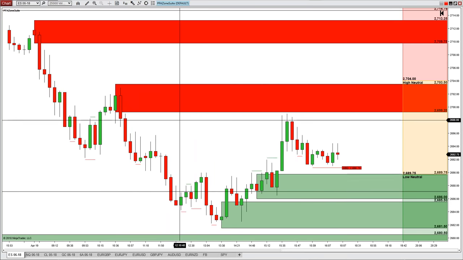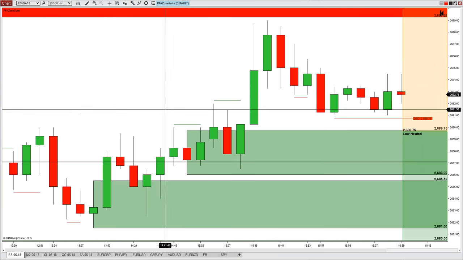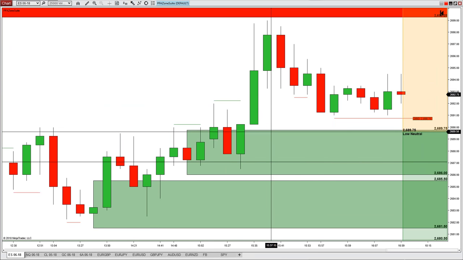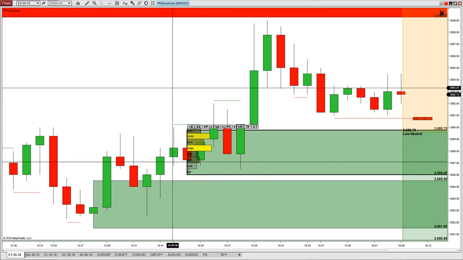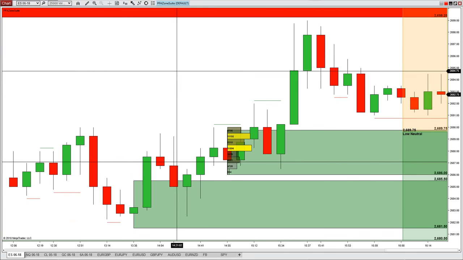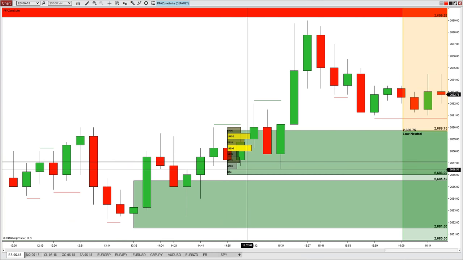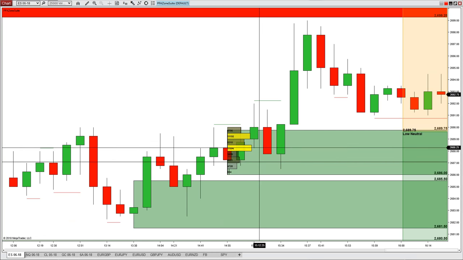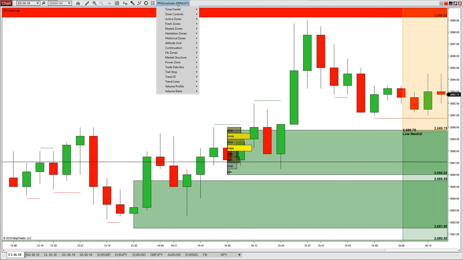So if I open that up, for all intents and purposes, we can get a lot of information here. Let's use this zone here. I can literally turn on the volume profile. What you guys may not know is that this is only interpreting the information at the time the zone is formed. I can change that, however, all right?